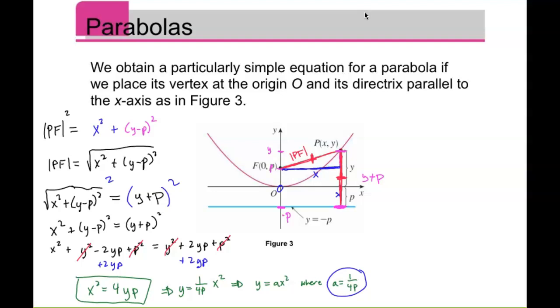Is it important for us to know how to derive this? Like, should I have written all this down, or is the most important part just a equals 1 over 4p? Yeah, that's important. I mean, the equation at the end is going to be the most important, but understanding what the focus and the directrix are is also important. I'm not going to ask you to rederive the parabola.